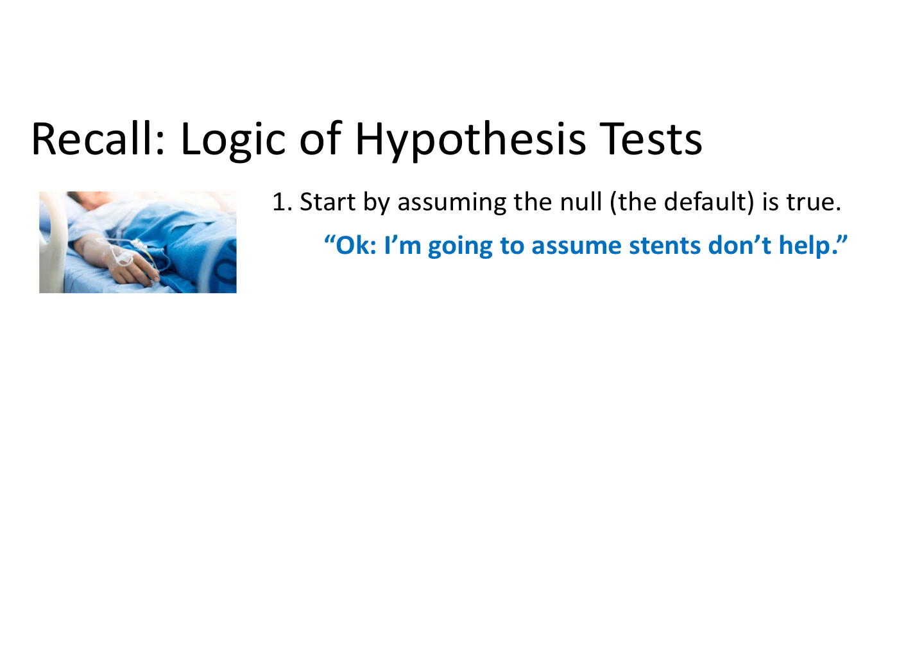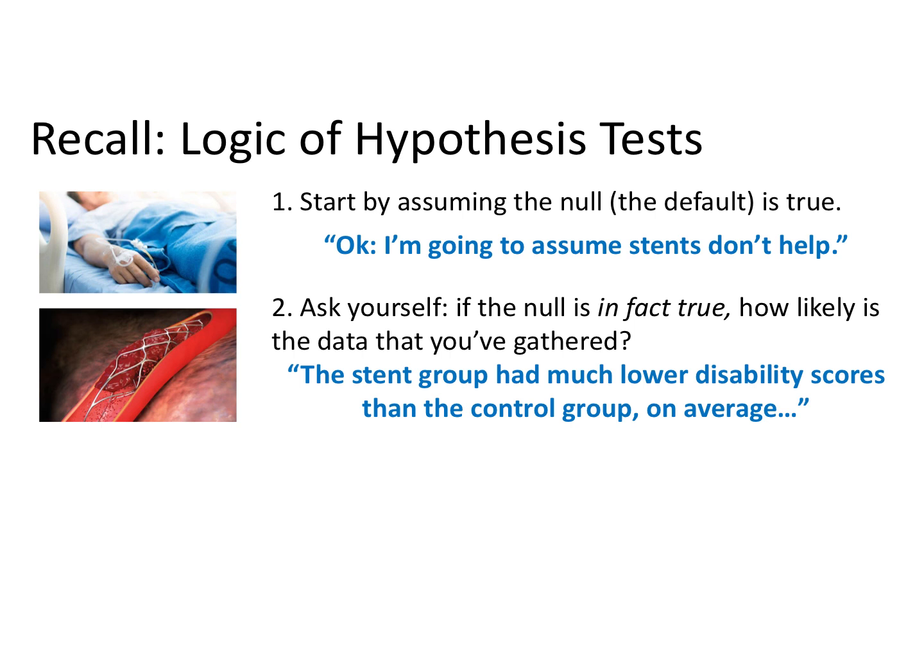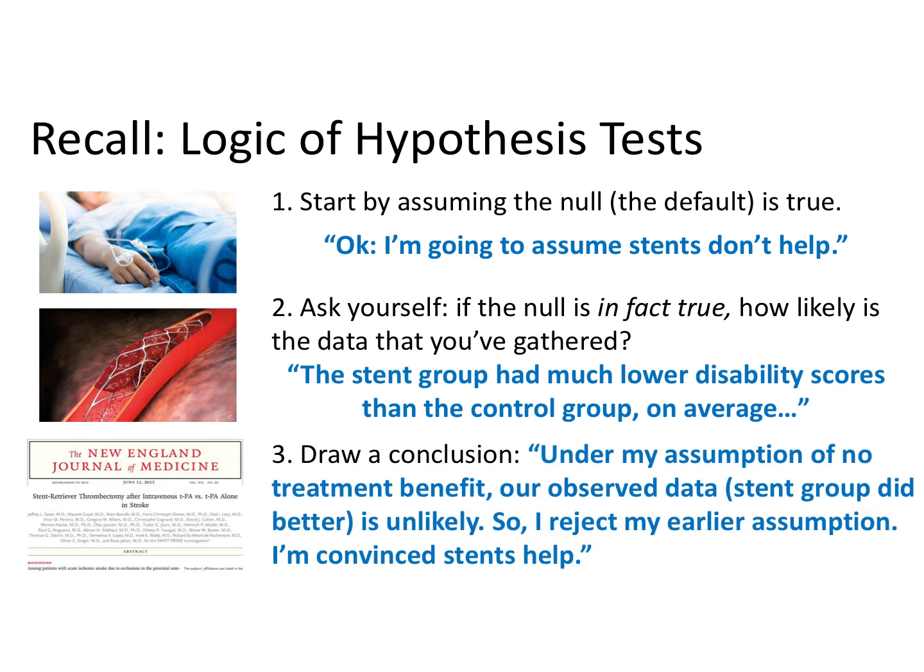So let's recall the logic of our hypothesis test. Remember, we want to start by assuming the null. Okay, I'm going to assume that stents do not help. And then ask yourself, if the null is in fact true, how likely is it that we've gathered data that says it is not? So here we say the stent group had much lower disability score than the control group on average. And then last, we will draw a conclusion. Under my assumption of no treatment benefit, our observed data is unlikely, so I reject my earlier assumption. But let's go through this mathematically.